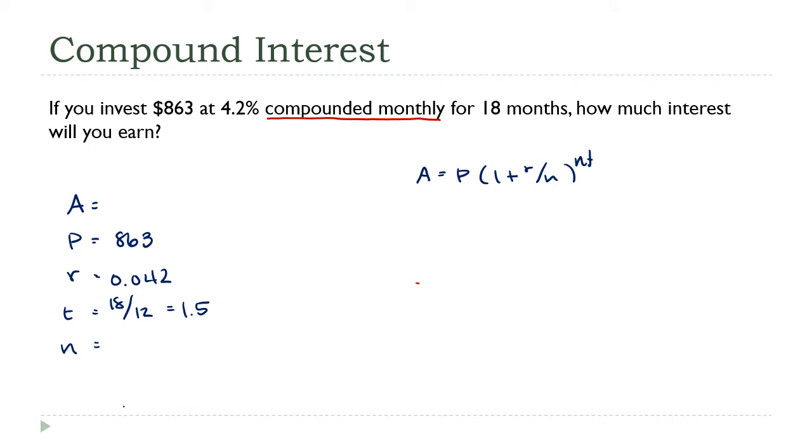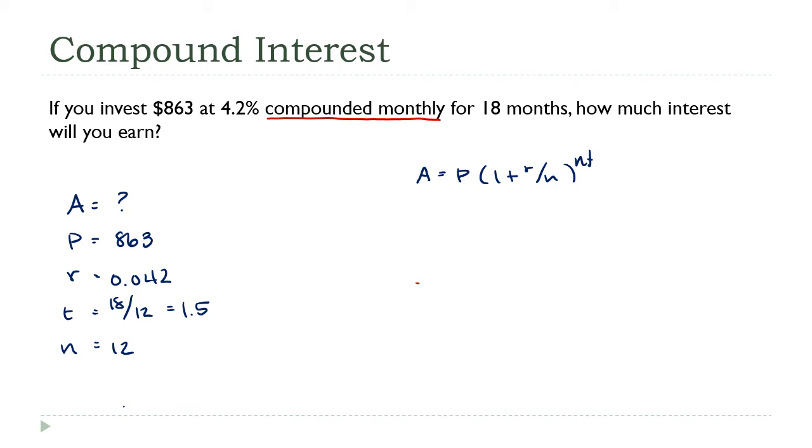And finally, interest is compounded monthly, so N is 12. Now here things get a little interesting. I wasn't asked for the future value, the final amount. I was asked for the interest. But I can get there from here. I know I'm going to have an extra step. I'm going to find the future value, the amount, and then I'll just subtract out the principal. And that'll give me the amount that was earned in interest.